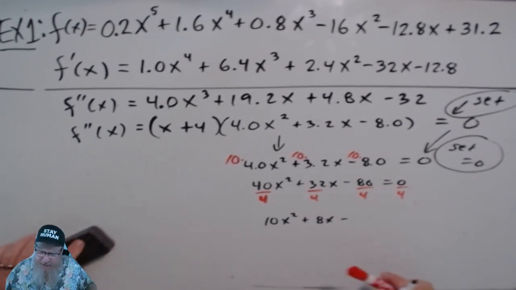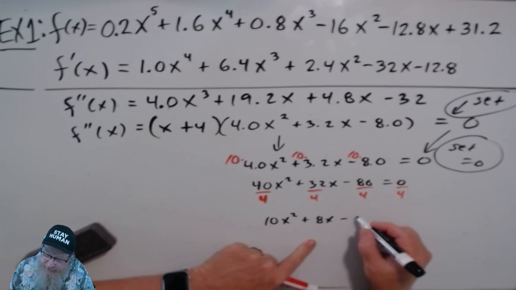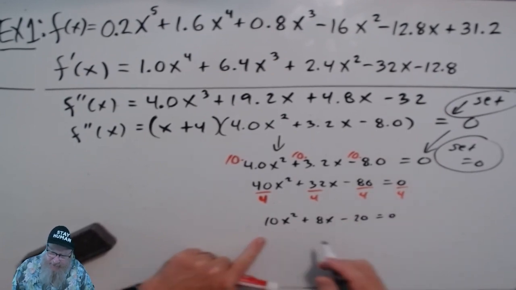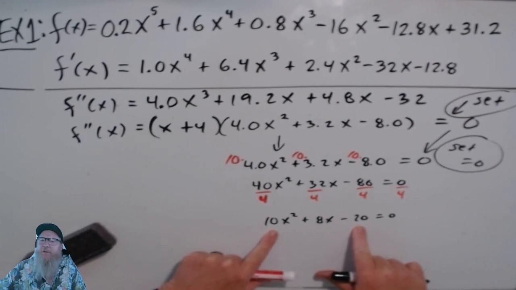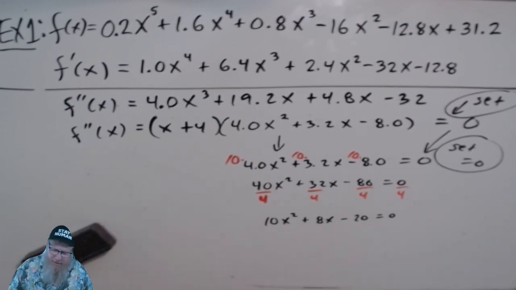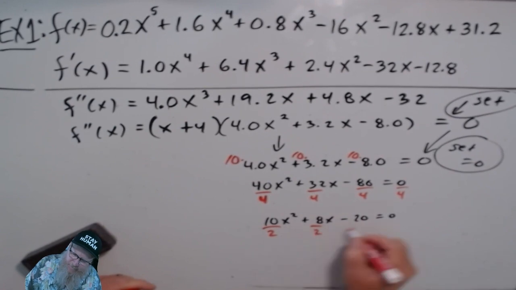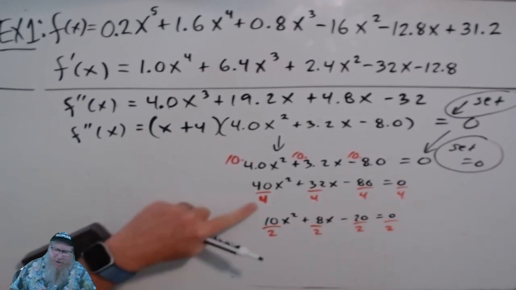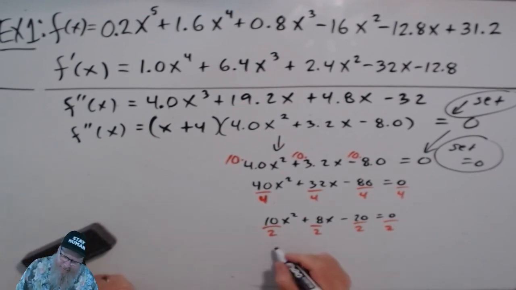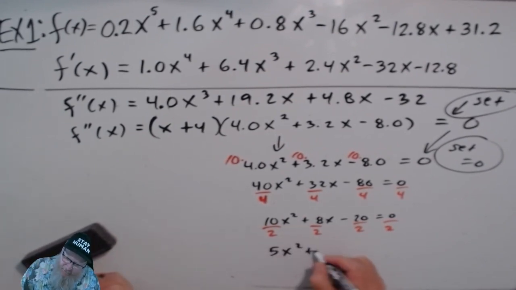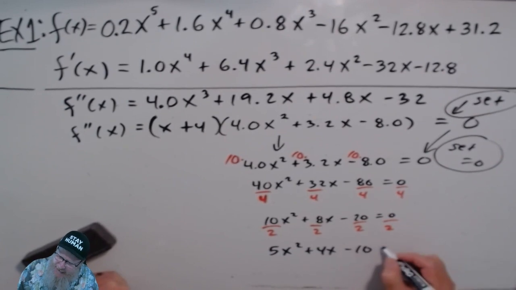Oh, actually, you could go bigger than that. You could do 8. You see how they're all still divisible by 2? So I could divide them all by 2 now. If I would have noticed that, I could have just done 8. That would have been easier. So now I get 5x squared plus 4x minus 10.